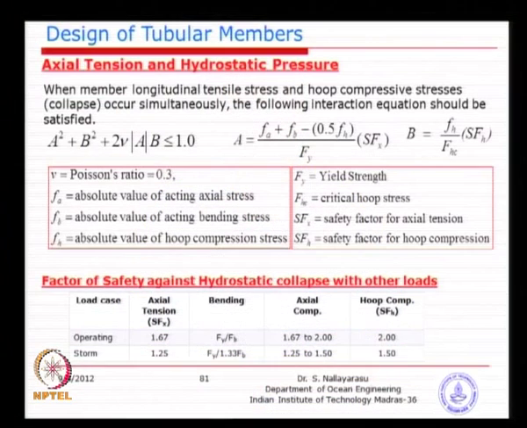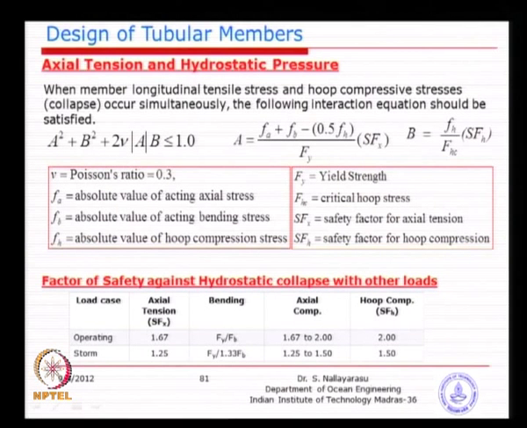So, we need to see how the interaction works. It is not going to be the same linear interaction we had with Fa by allowable axial stress plus, and so on. Here you can see a nonlinear interaction: A squared plus B squared plus 2 times the Poisson ratio multiplied by AB. This is the interaction formula proposed in the API code, and we need to calculate the coefficients A and B using this combined stress formula.